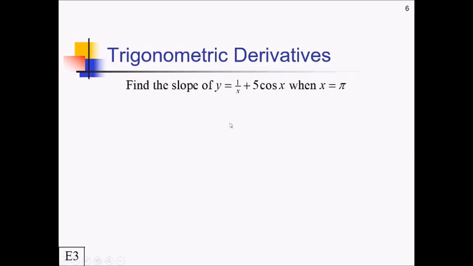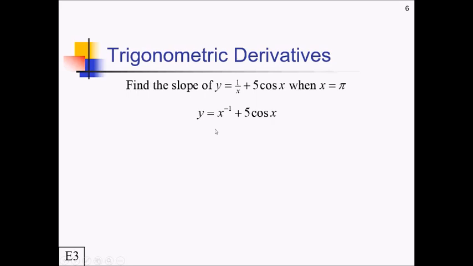For this next example, we're trying to find the slope of y equals 1 over x plus 5 cosine of x at x equals pi. Pause the video and give this one a shot. All right, so if we're trying to find the slope, that means the derivative at a specific x value here. So let's find y prime first. I'm going to rewrite this as x to the negative 1, just to make it a little easier to use my power rule.